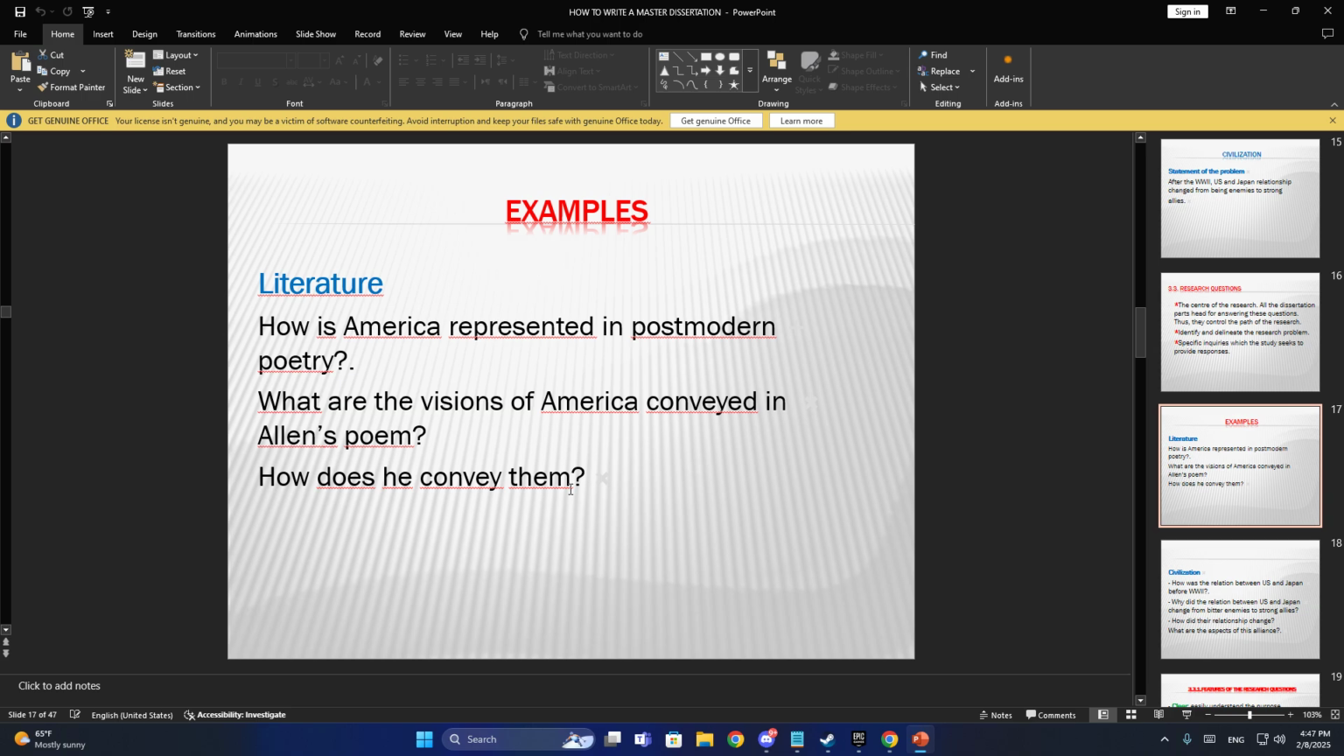What are the visions of America conveyed in Allen's poem? How does he convey them? See, they are the heart of my dissertation. These questions have to be answered throughout my dissertation, throughout the different chapters of the dissertation.